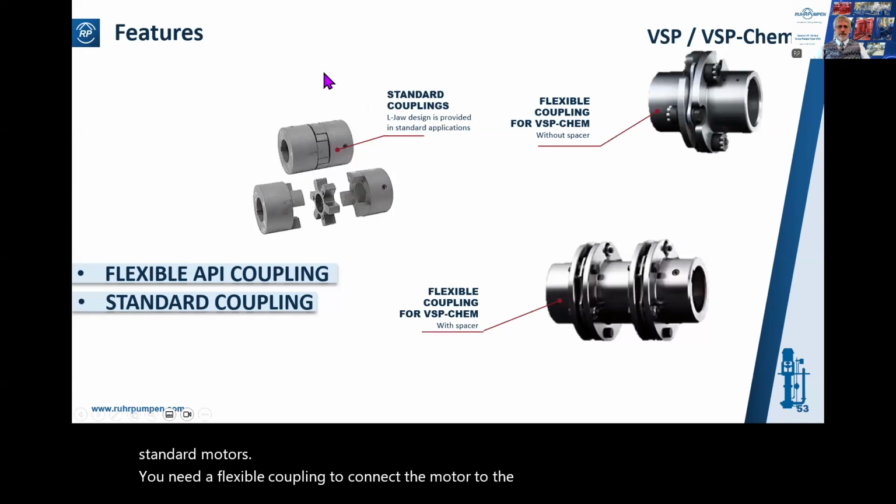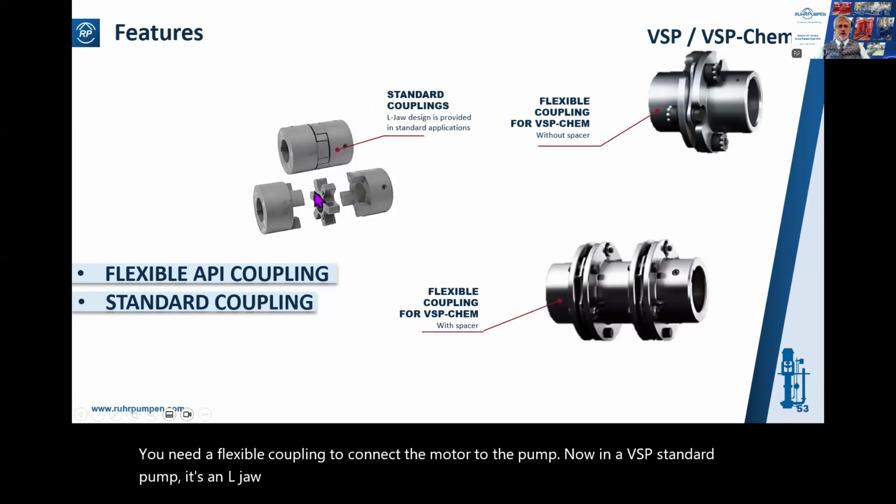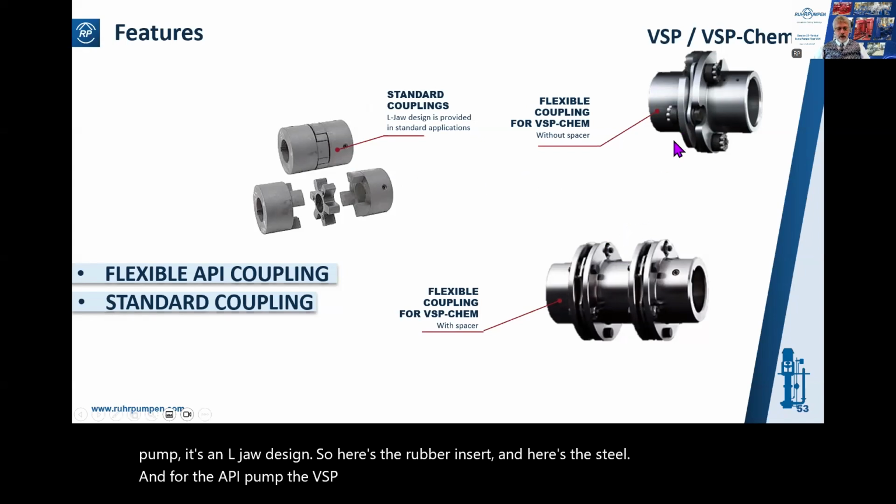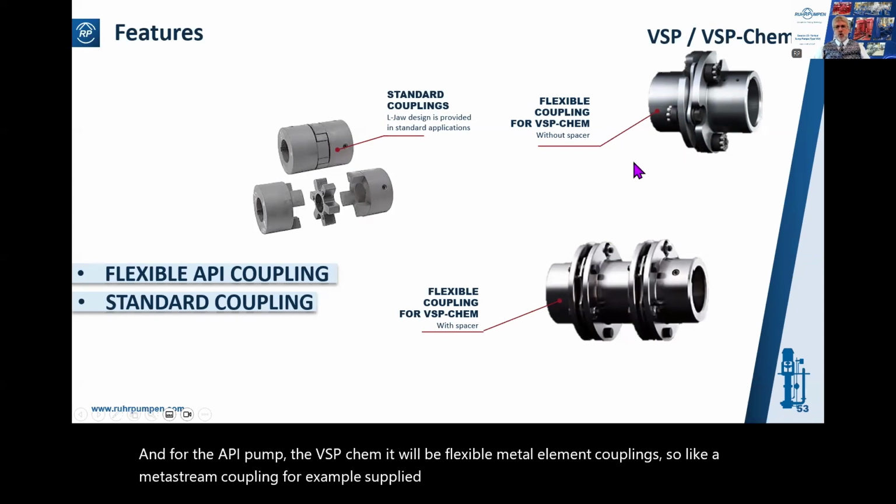Now, in a VSP standard pump, it's an L-jaw design. So here's the rubber insert, and here's the steel flanges. And for the API pump, the VSP Chem, it will be flexible metal element couplings. So like a Metastream coupling, for example, supplied either with or without a spacer.